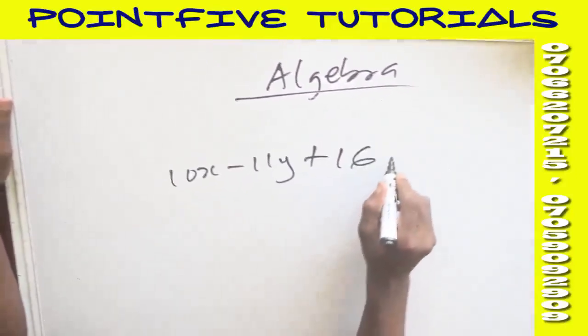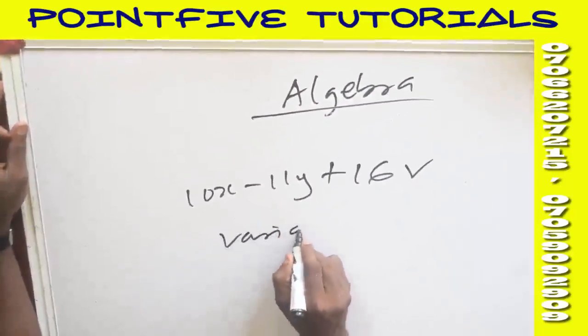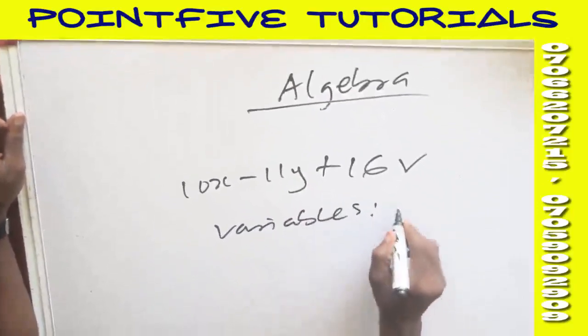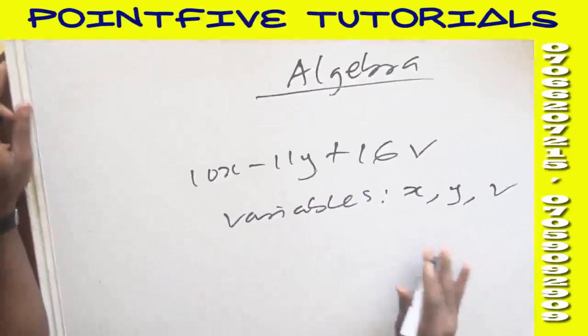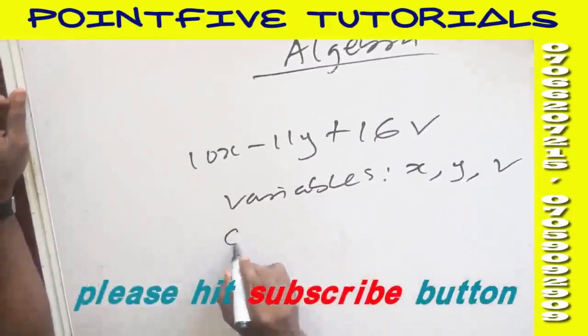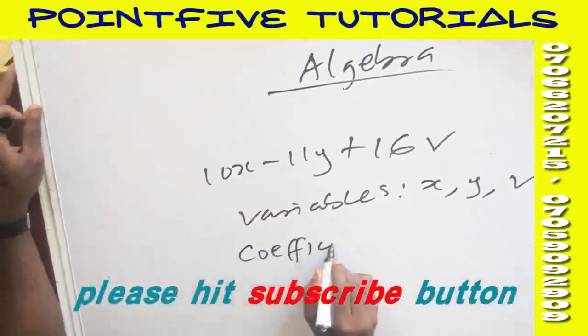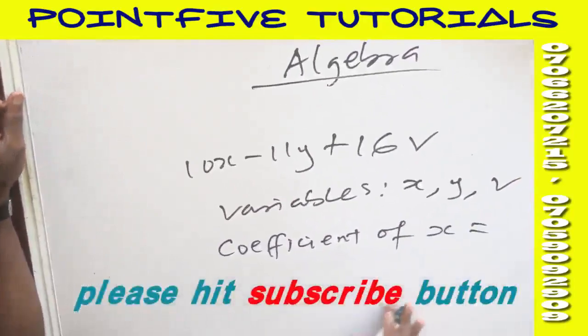plus 16v. So here we have just 3 variables: x, y, and v. These are the variables x, y, and v. So the coefficient here, if I ask you the coefficient of x, what is the answer to this?